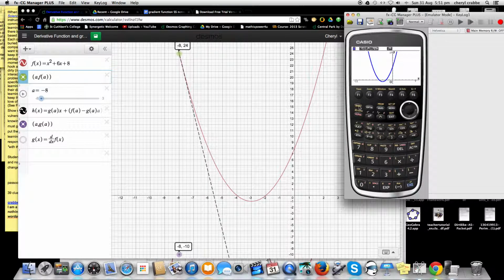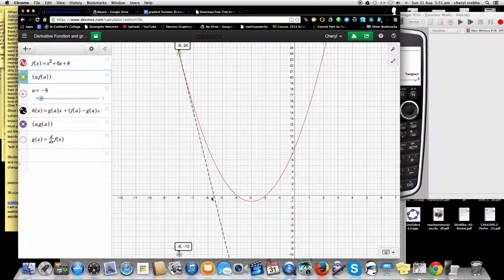If we draw the graph and then go to sketch tangent, and we say we want the tangent sketched at negative 8, then we'll get basically the same picture as we have on Desmos, with an equation of negative 10x minus 56. So that's the equation of the tangent to the curve at that point.